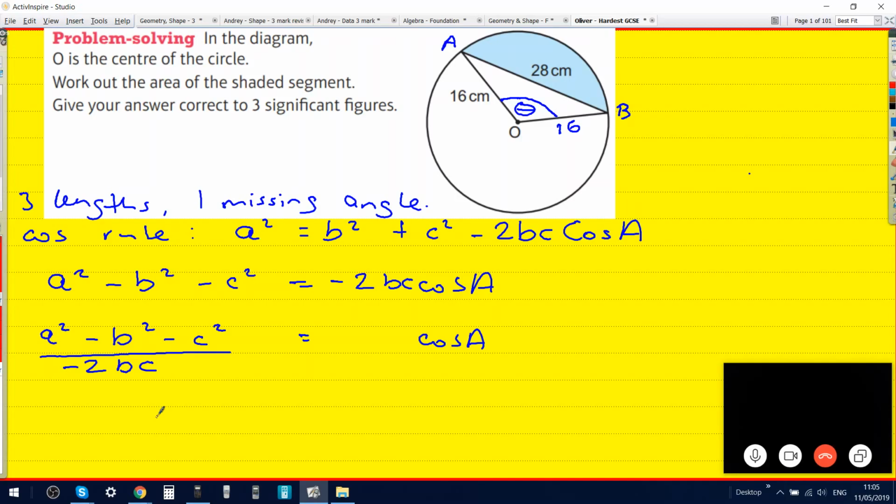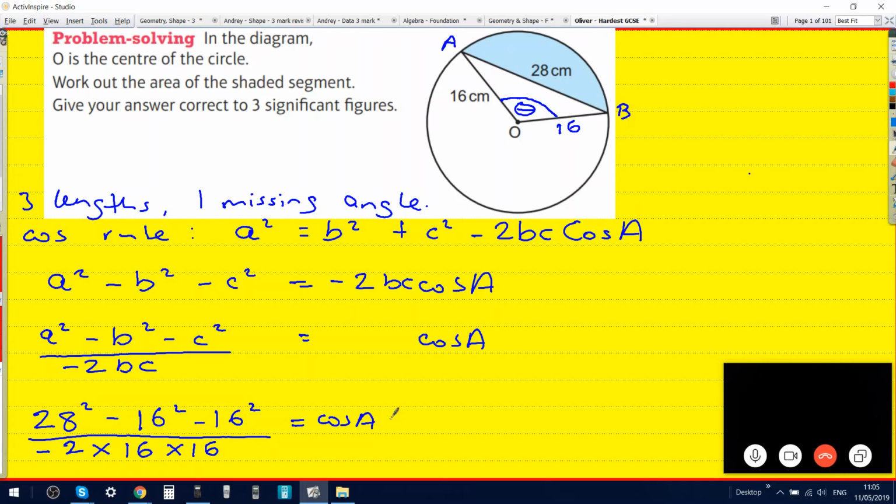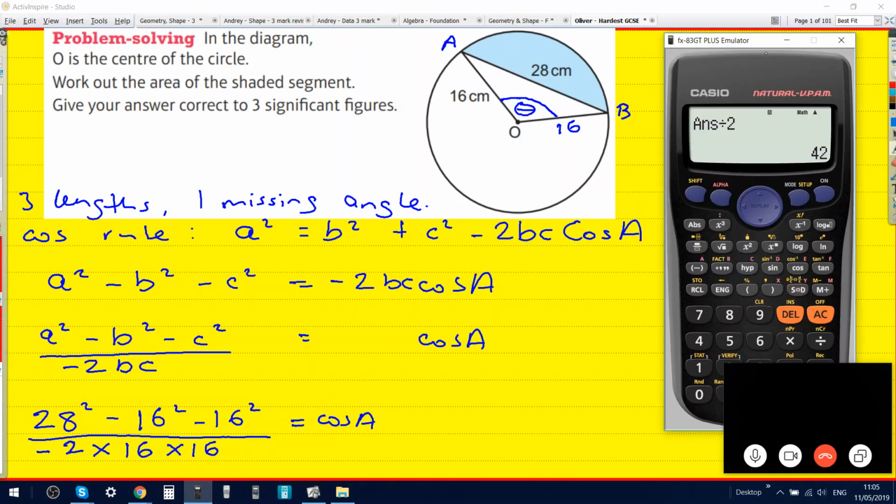Okay, so what side is what? So 28 squared. Yeah. Minus 16 squared minus 16 squared again, divided by minus 2 times 16 times 16. Yeah. Gives you minus 34,000, and then you reverse cos that? Should not be minus 34,000. No, that is not right.